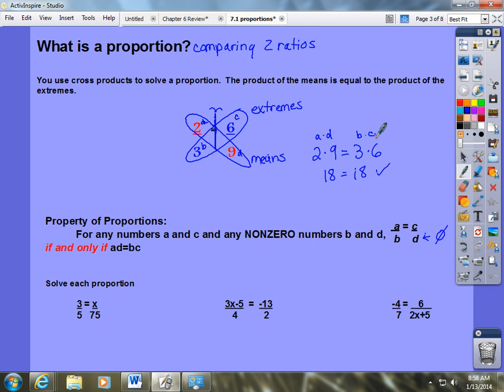And now we're going to solve the proportions, and all we're doing is cross multiplying. Here we have 3 times 75, and that has to equal 5 times x. Okay, and we have 75 times 5, which equals 375.